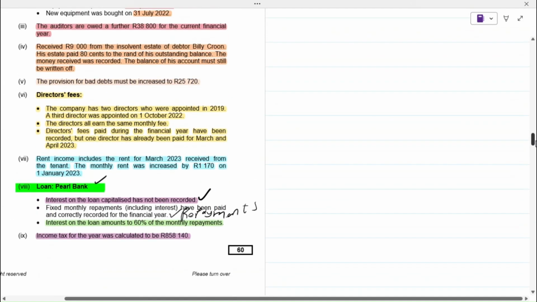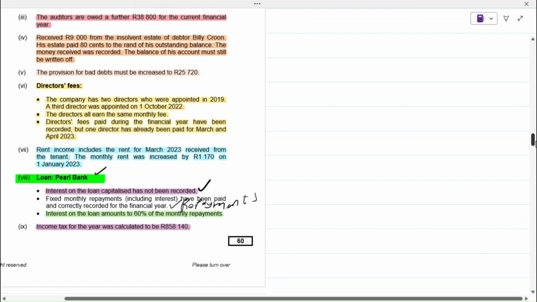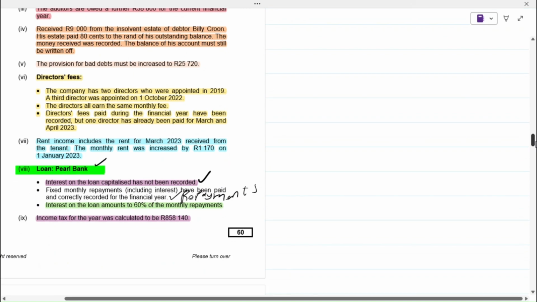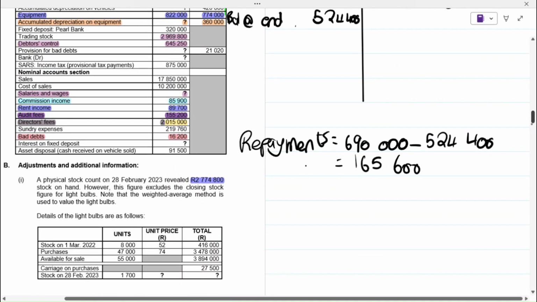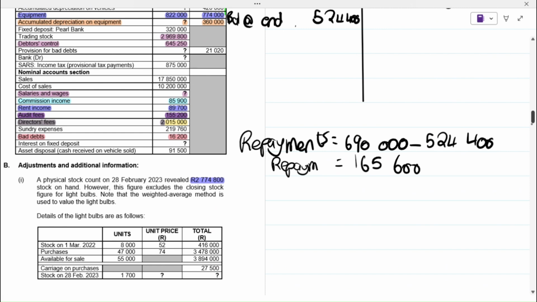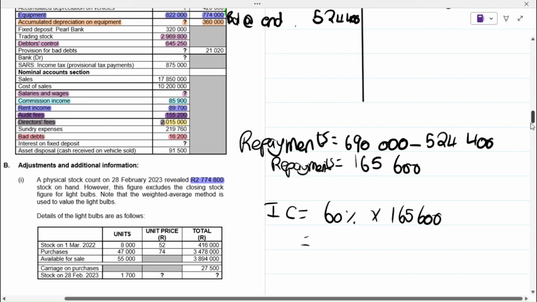And let's see, what do they say? They say the interest on the loan amounts to 60% of the monthly repayments. Since these are my repayments, my interest capitalized is 60% of this amount, 165,600. That's basically what they are telling us. So I'm just going to multiply it by 60%, and that gives me an amount of 99,360.